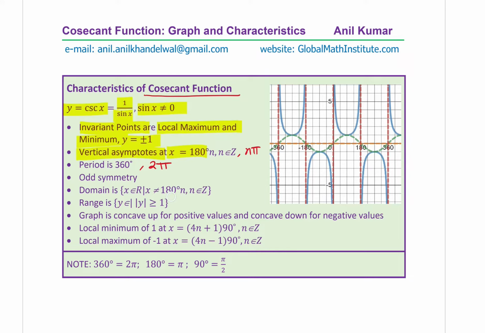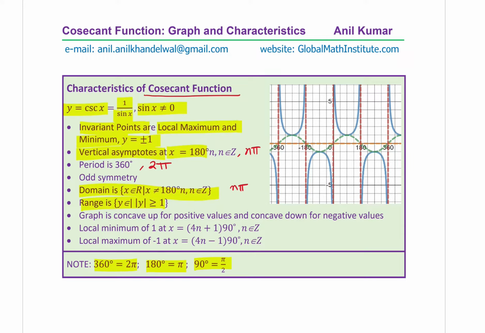So all real numbers except for x not equal to 180n, or not equal to n pi, right? So you can always replace 360 degrees with 2 pi, 180 degrees with pi, or 90 degrees by pi by 2 in case you want to work in radians, right? So the domain of the cosecant function is all real numbers except for the values where x is 180n, where n is an integer.